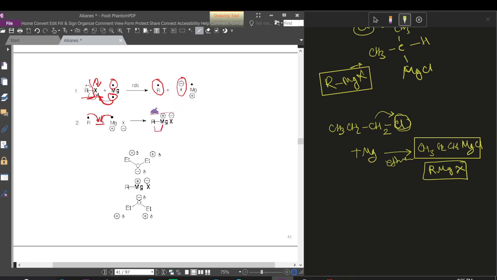So this is our main focus of the Grignard reactions. So this is how, by the free radical mechanism, alkyl magnesium halide, which is also known as Grignard reagent, is formed.